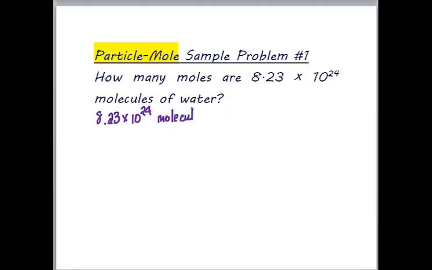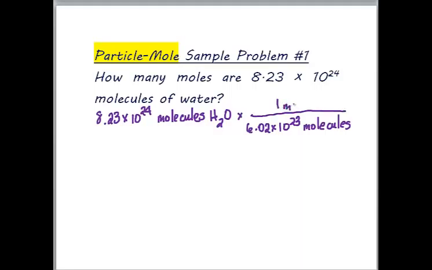And I'm going to have to ask you not to abbreviate molecules, because if you do that, it's going to look an awful lot like moles. So don't do that. You're going to have to write out the entire word. Okay? How many molecules are there in a mole of water? Well, there are 6.02 times 10 to the 23rd molecules. I'm going to put that in our denominator so that it cancels out. And that's going to be 1 mole of water up here.